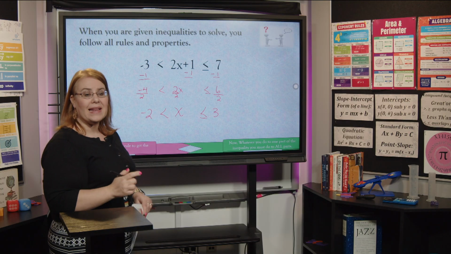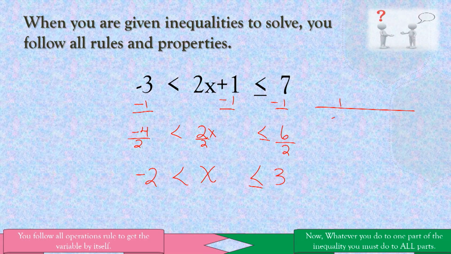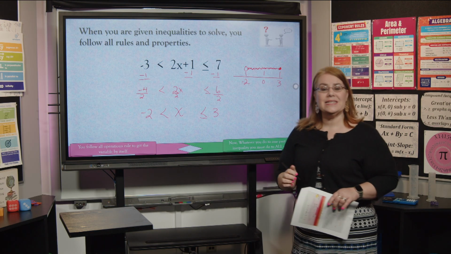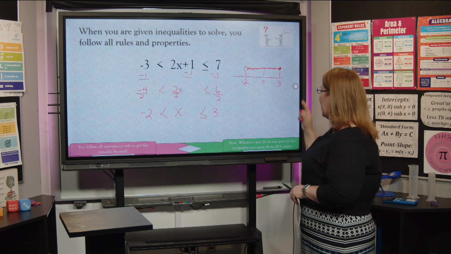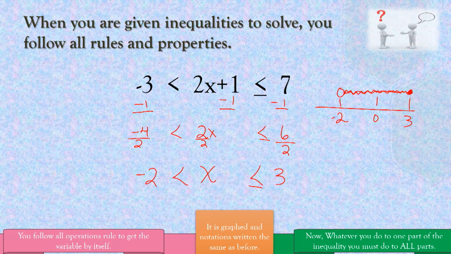So let's go ahead and graph that, and let's see what that looks like on a graph. So here we go. I've got my -2, I've got my 0, and I've got my +3. I have an open circle at -2. I have a closed circle at 3. Now, compared to -2, my unknowns are bigger, so I'm going to the right. And compared to my 3, my unknowns are equal or smaller, so I'm going to the left. So we could almost say that this is an "and" problem, okay? It's an "and" problem. And we can also say that it is graphed and the notations are written the same as before.